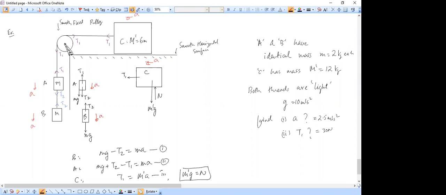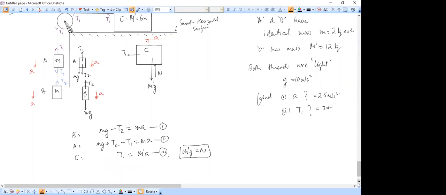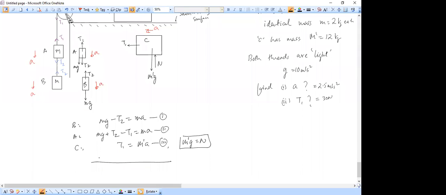Okay. And now I have to just find acceleration from this. So just add the 3 equations. Equation 1 plus equation 2 plus equation 3. So you'll get mg minus T2, mg plus T2. So T2 cancels out, minus T1 plus T1, T1 cancels out. So you get 2mg on the left hand side. On the right hand side, you get 2m plus m prime times a. So your acceleration becomes 2m upon 2m plus m prime times g.